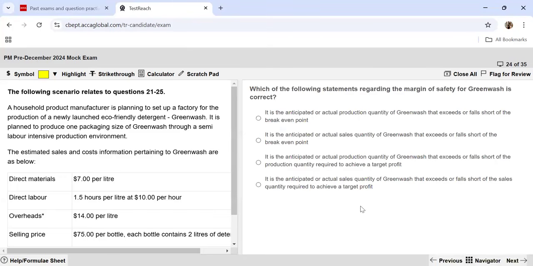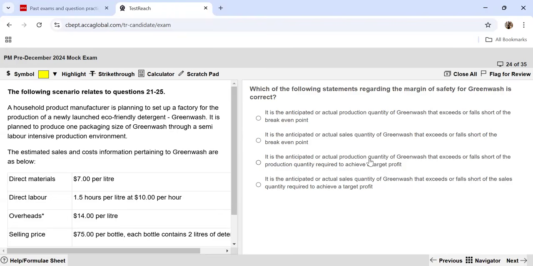Which of the following statements regarding the margin of safety for greenwash is correct? Let's have a read of the statements. First statement reads, it is the anticipated or actual production quantity of greenwash that exceeds or falls short of the break-even point. With break-even, we are always concerned about the sales rather than production. So you can simply eliminate the first option as well as the third option where they are talking about production quantity, because margin of safety you'll always have over what you are selling over and above your break-even point.